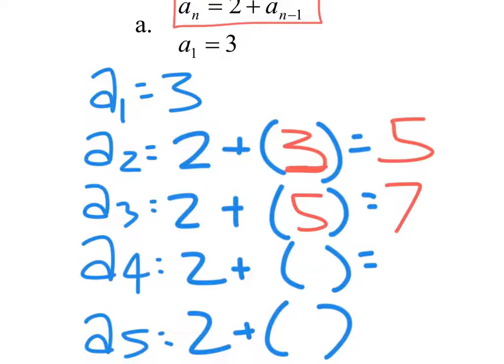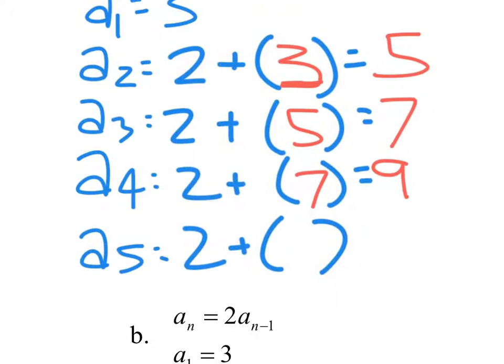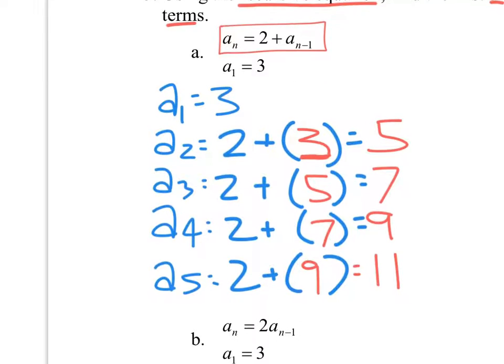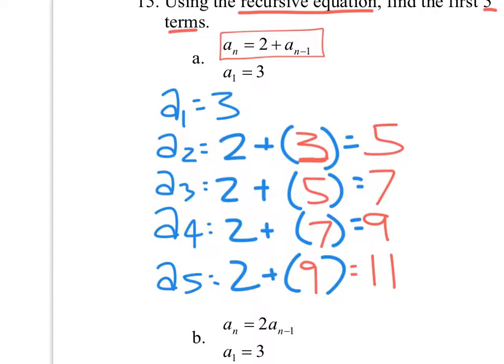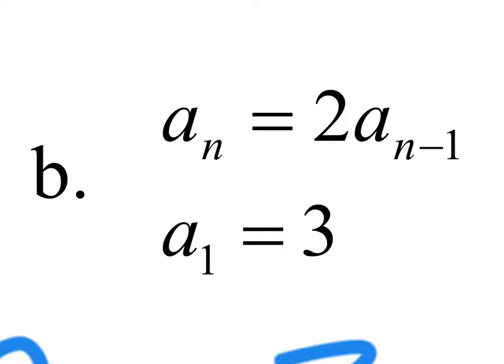The fourth term is 2 plus 7, which is going to give us 9. And then the fifth and final term is the previous term plus 2. So it's going to be 9 plus 2 equals 11. And that's the answer to part A. Easy. When I look at part B for question number 15, I can see that it's geometric. We're going to be multiplying because 2 is right next to a sub n minus 1.